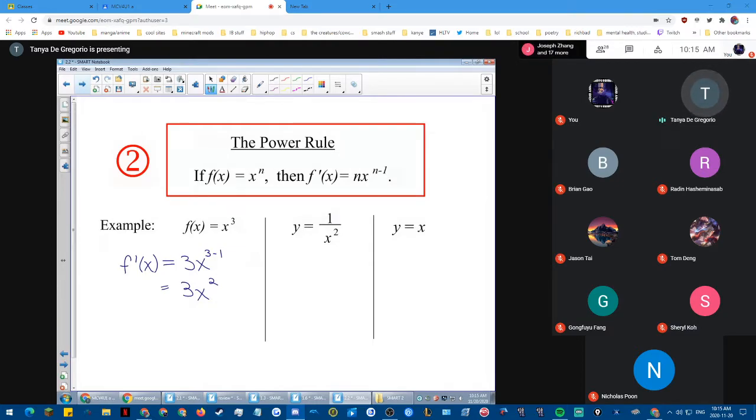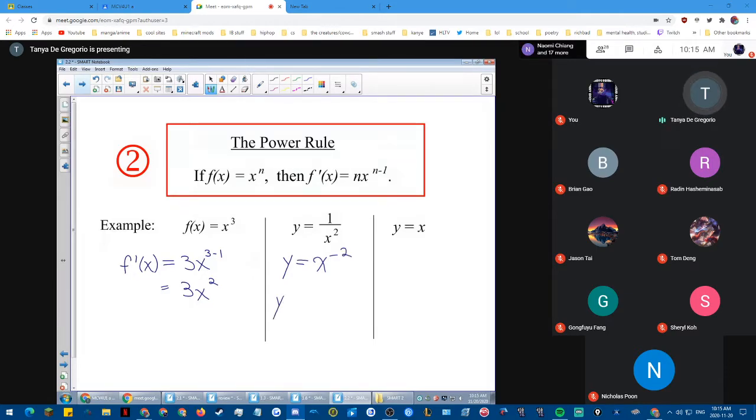Okay, here I have y equals, and so I'm going to say y prime equals. Now, before I take this derivative, I want to make my life easy. So I'm going to simplify this. How can I simplify this? How else can I write this function? You got it. x to the exponent negative 2, x to the power of negative 2.